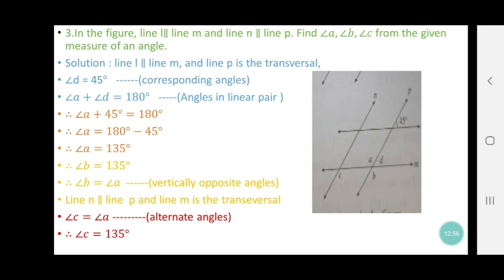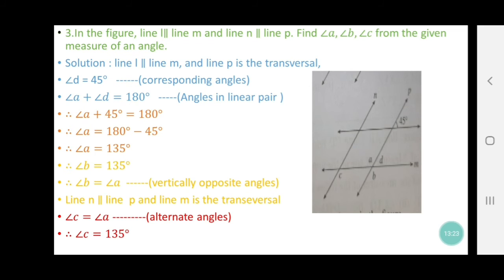As we considered that line L is parallel to line M, P is the transversal. So here the two angles will be congruent to one another. Just go on this line, where I am moving the cursor. So they will be equal. Angle 45 is equal to angle D. Means angle D is equal to angle 45. They are forming corresponding angles.